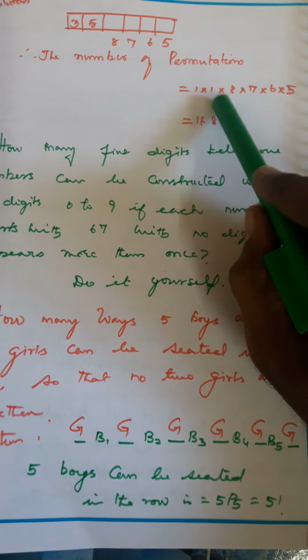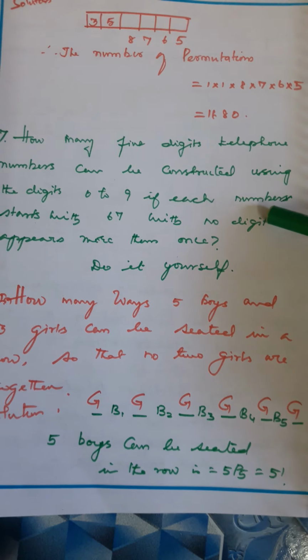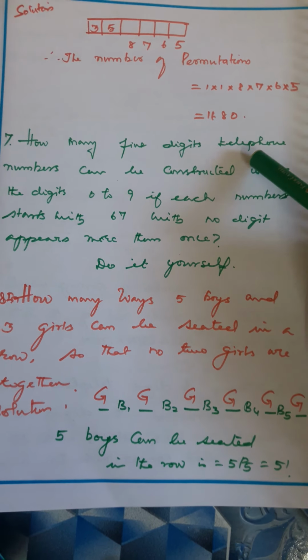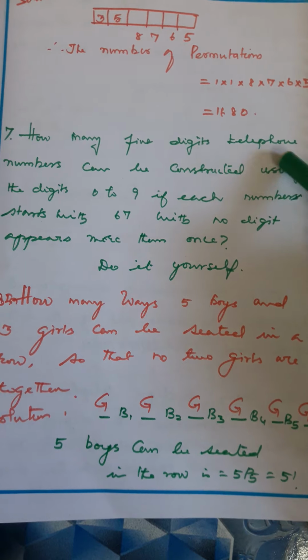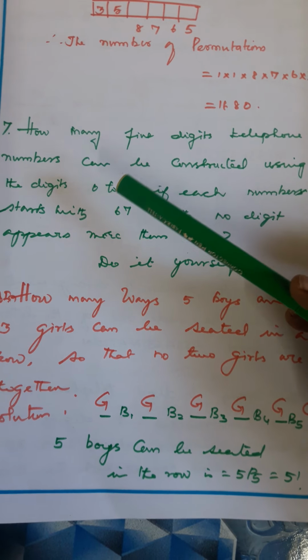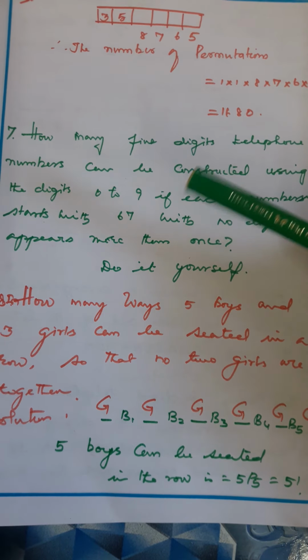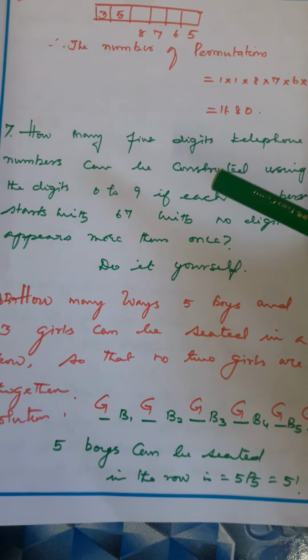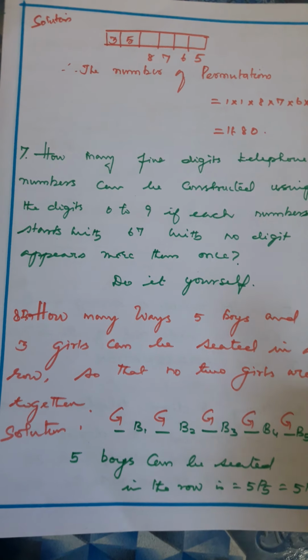1 into 8 into 7 into 6 into 5. The product is 1680. And a similar type of question you have: How many 5-digit telephone numbers can be constructed using the digits 0 to 9 if each number starts with 67 with no digit appearing more than once? So that you can do it yourself. And this is one of the competitive questions.